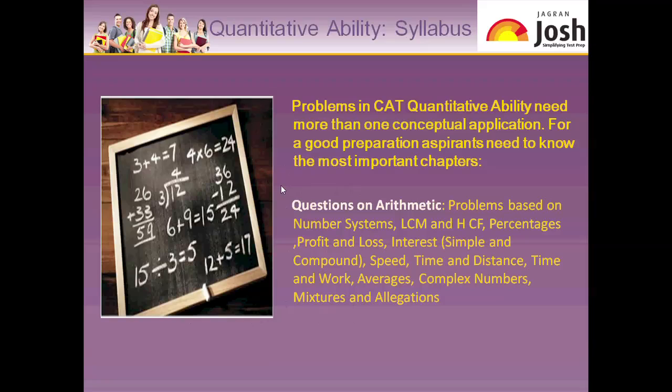Now we will go through the syllabus of the Quantitative Ability section. Problems in CAT Quantitative Ability need more than one conceptual application. For good preparation, aspirants need to know the most important chapters. There are questions asked on arithmetic, which involve number systems, LCM and HCF, percentages, profit and loss, simple and compound interest, speed, time and distance, work and time, averages, complex numbers, mixtures and allegations.